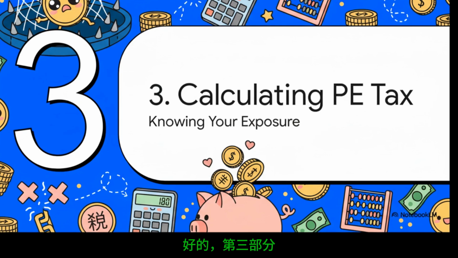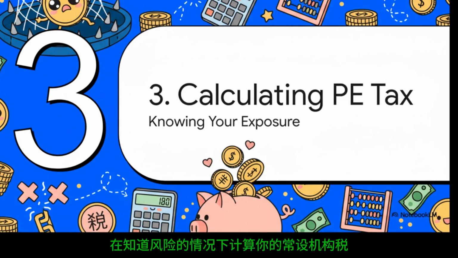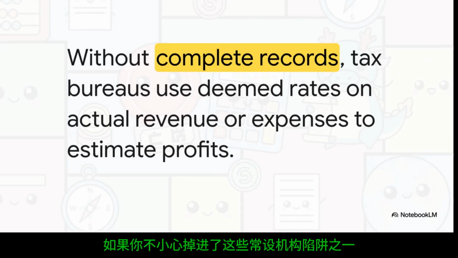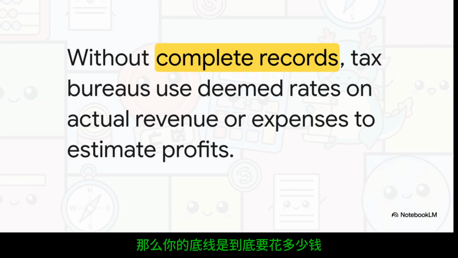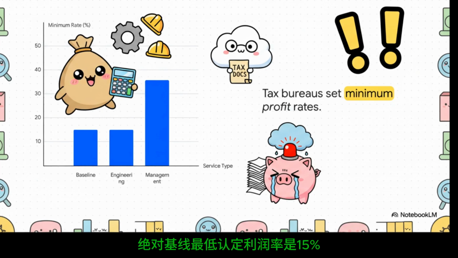Okay, part three, calculating your PE tax, knowing your exposure. If you do accidentally fall into one of these PE traps, well, how much is it actually going to cost your bottom line? Naturally, the tax bureaus want to see complete accounting records that accurately reflect your taxable income. But if your records aren't perfectly organized, they default to calculating your tax using deemed rates based on your actual revenue or expenses. Basically, they're estimating your profits for you, and trust me, that isn't always in your favor. To put this into perspective, the absolute baseline minimum deemed profit rate is 15%.